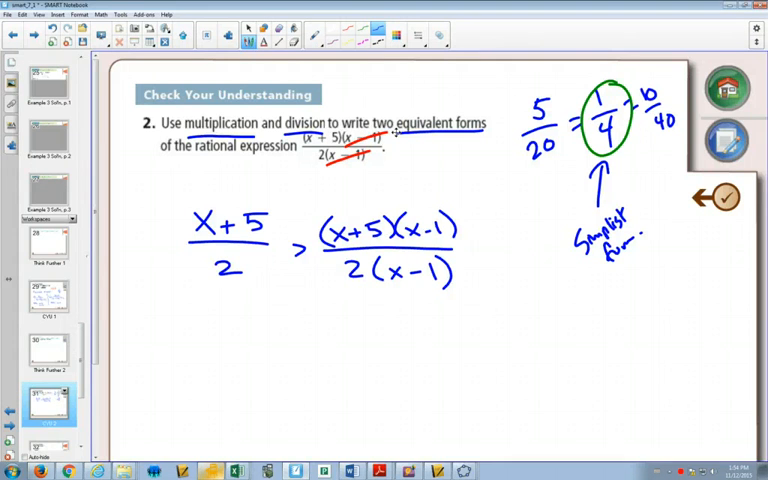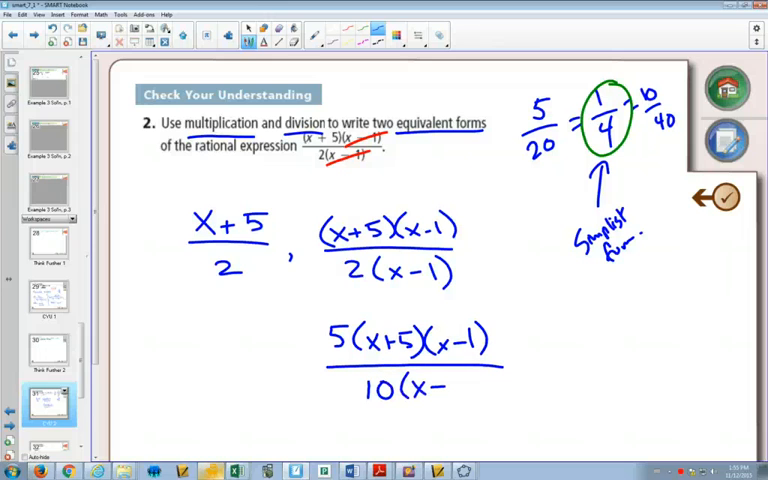So instead of having this, that's supposed to be a comma. There we go. You could multiply top and bottom by 5. So if I wanted something equal to that, I could have 5x plus 5 on the top. If I multiply the bottom by 5, I would have 10x minus 1.